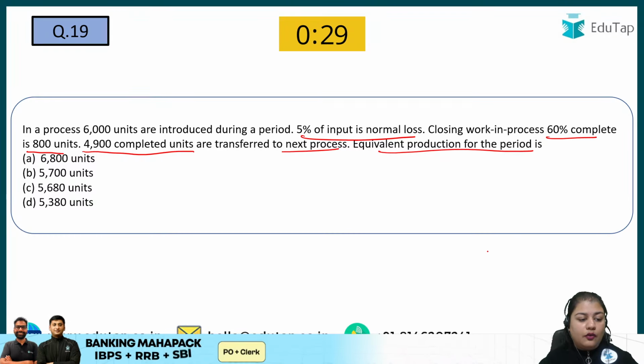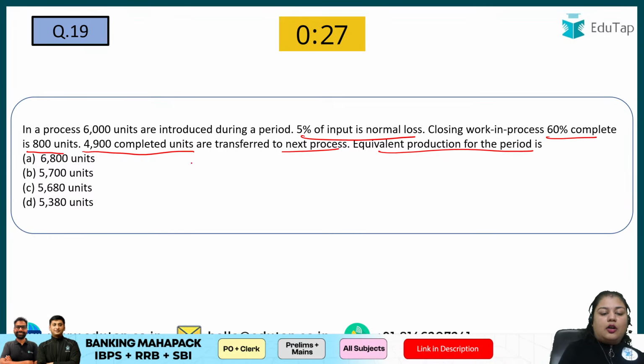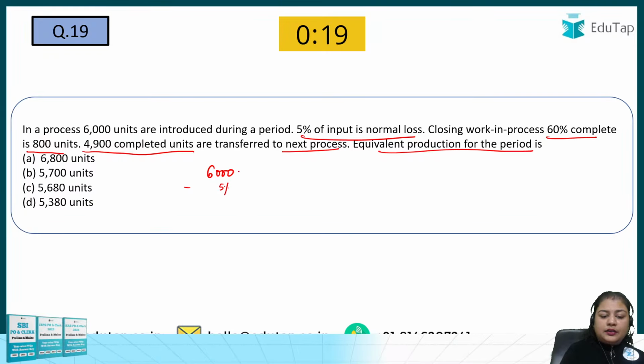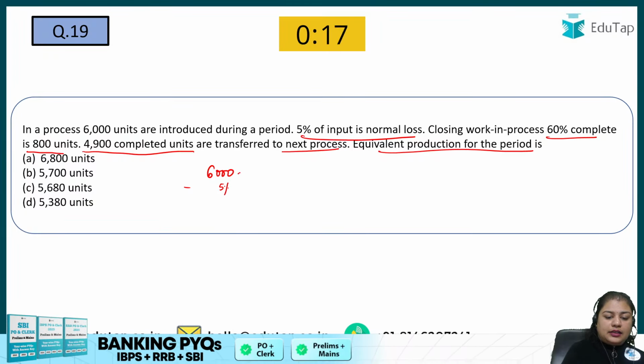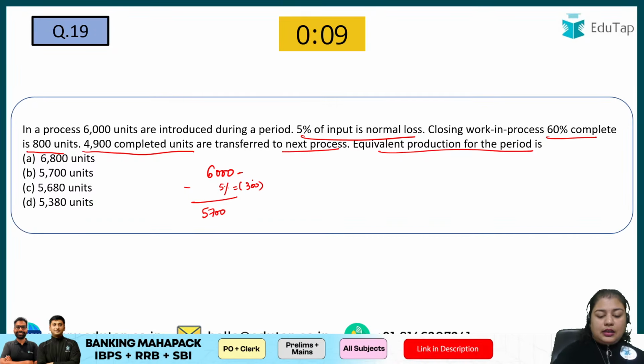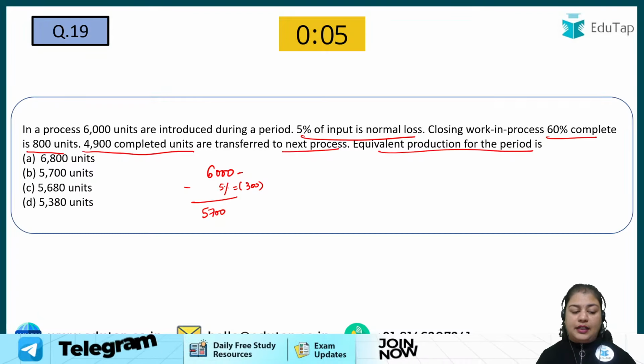So let us see how you will calculate. First of all, see how much is the normal loss. 6,000 units minus 5%. 5% of 6,000 will be 300. So can I say 6,000 minus 5% is 5,700, because 5% will be equal to 300 units. So our expected output is 5,700.